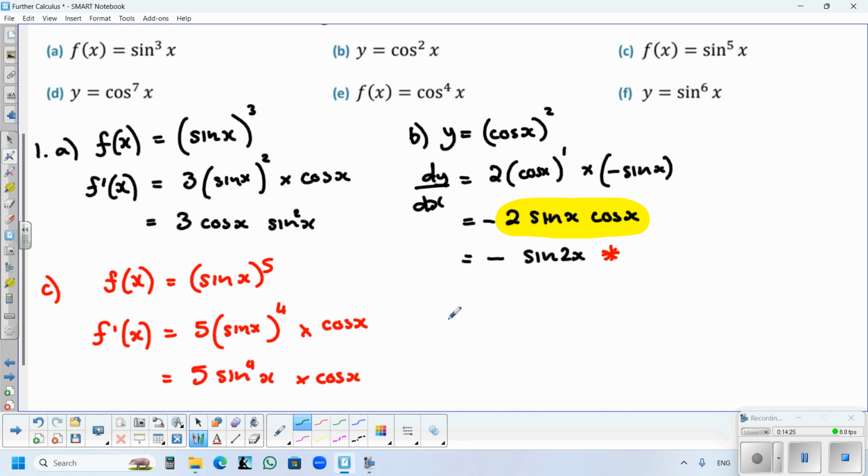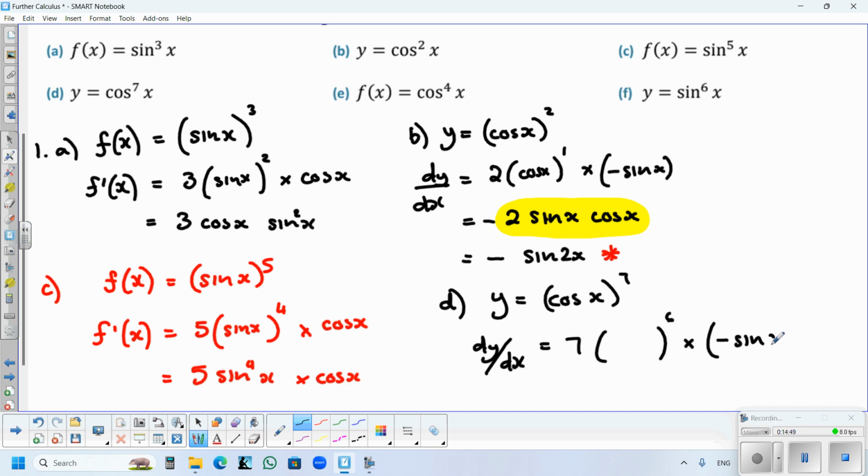Next one, part D. So part D, we've got y is equal to cos to the power of 7 x. So that's going to be y is equal to cos x to the power of 7. So dy by dx, same rules, multiply by the power, take 1 away from the power, and multiply by the derivative of your bracket. Derivative of cos x is minus sine x. So you need a wee bracket when there's a minus sign there. Tidy it up, and that gives you minus 7 cos to the power of 6 of x, and that's also times sine x. Okay, that's most of them done. I'm not doing the other ones because they're all exactly the same.